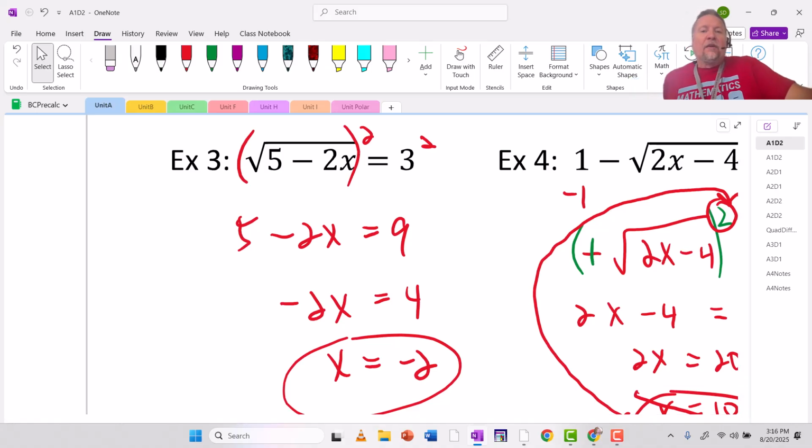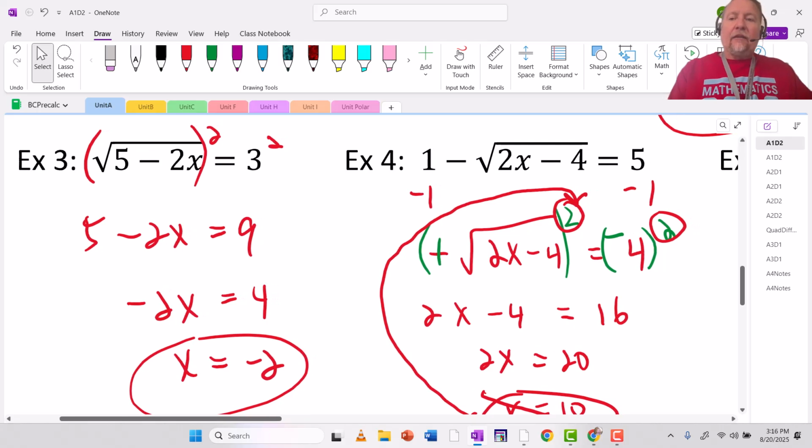I hope you said that at home. And then whenever you square both sides, you better check your answer. But really what it is, watch what happens in the second one. And hopefully that work is fine. I don't have to explain it further.